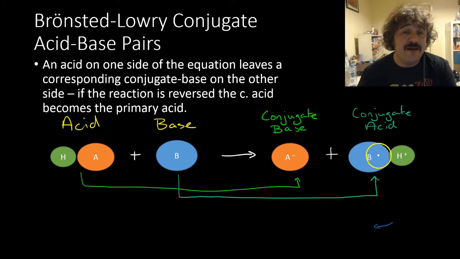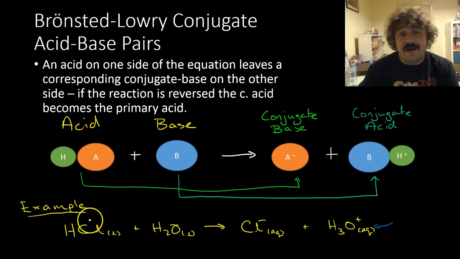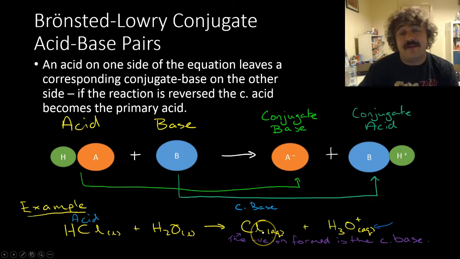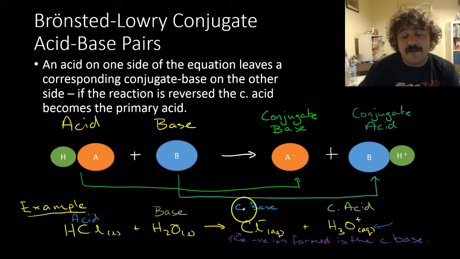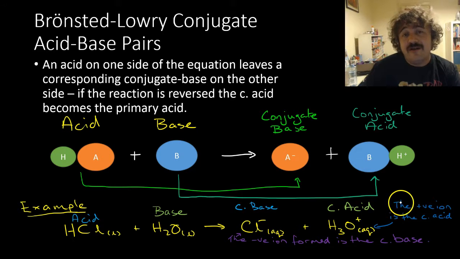And that's pretty rad. So let's have a look at a real world example. It's hydrochloric acid again. It's a really common one. Acid, conjugate base. Sweet. That makes perfect sense. The negative ion formed is the conjugate base. And if we come over this side, we've got a base and a conjugate acid. Cool. The positive ion is the conjugate acid.